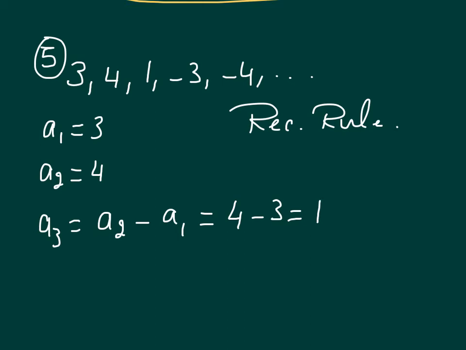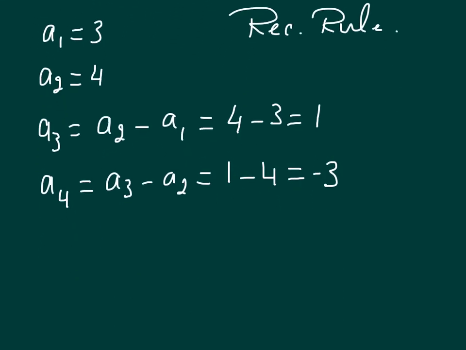Let me test it. To get the fourth one, can I take the third term minus the second term, the previous 2 terms, and subtract them? That will give us 1 minus 4, which is -3. So now I notice how they're working on this. They're subtracting the previous 2. So to write the rule, I'm thinking a_n should be a_(n-1) minus the previous one, which is a_(n-2).